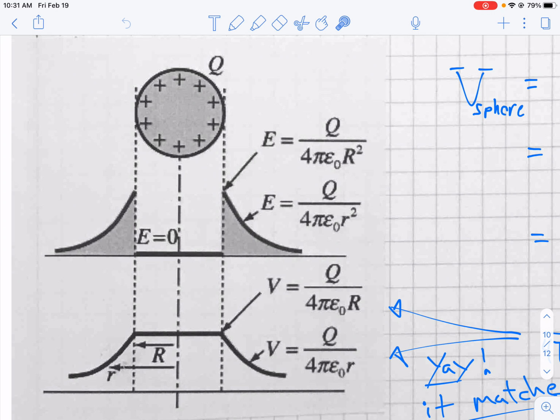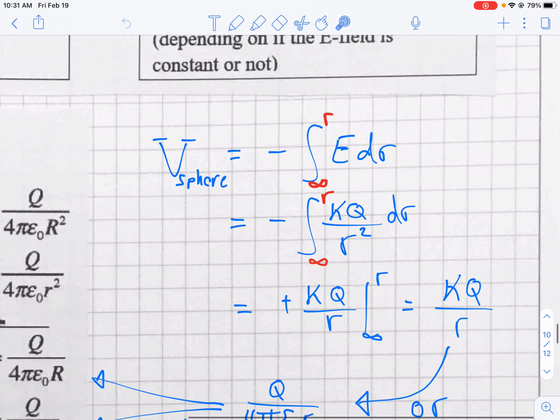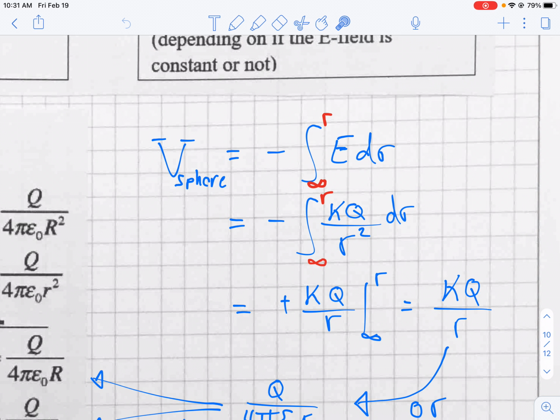For voltage, when you integrate this, and that's what voltage is, it's the negative integral of the electric field with respect to position. Electric field is the negative derivative of voltage. Voltage is the negative integral of electric field. Any relationship that involves a derivative or an integral, you can write it in the other form. If you know an integral relationship, you can rewrite it as a derivative, and vice versa.